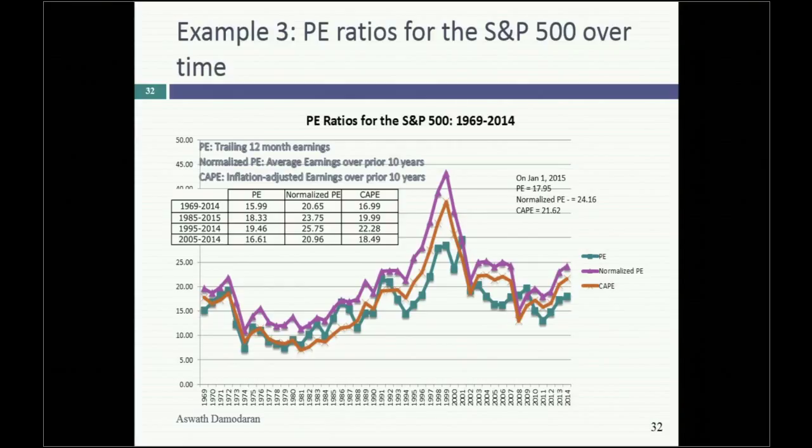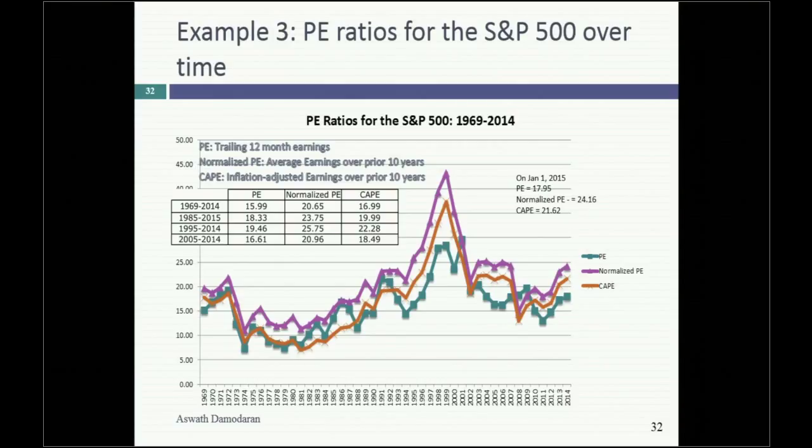The third measure is inflation-adjusted earnings. The reason for that is that earnings from 10 years ago, because of inflation, are really higher than they look, so I use the actual inflation rate. That's actually the Shiller PE. It's a normalized inflation-adjusted PE.